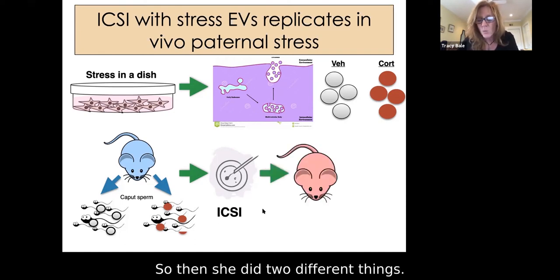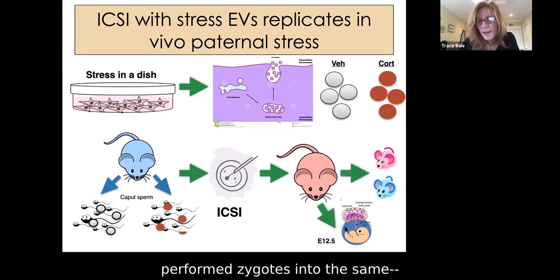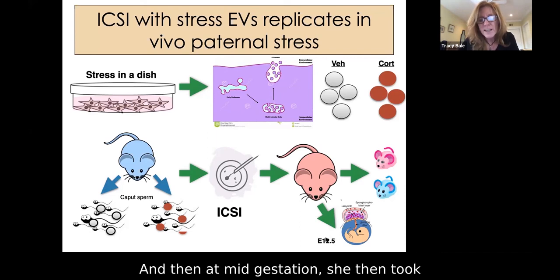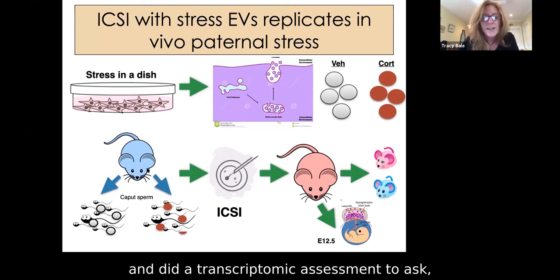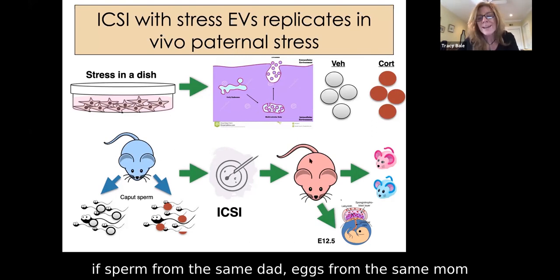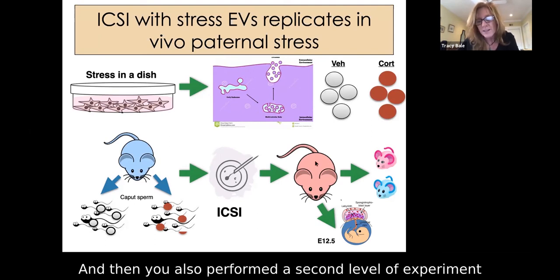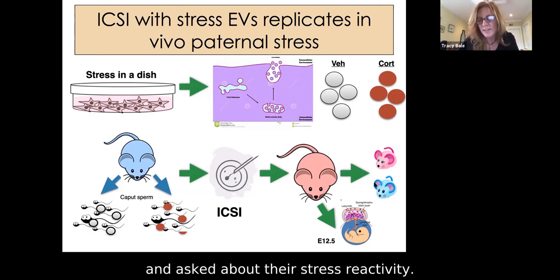So then she did 2 different things. One, she transferred a pool of these ICSI performed zygotes into the left or right uterine horn of the same female. Okay, so she did that experiment initially. And then at mid-gestation, she then took out those developing placenta and fetuses and did a transcriptomic assessment to ask if sperm from the same dad, eggs from the same mom, in the same intrauterine environment, do these vesicles make any difference? And then she also performed a second level of experiment where she did them in separate ones and let them be born normally and develop and asked about their stress reactivity.